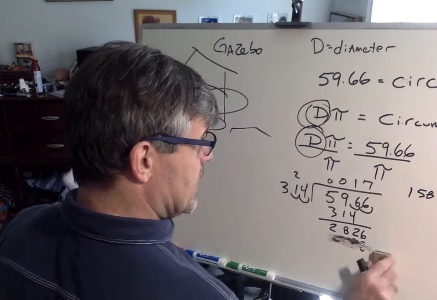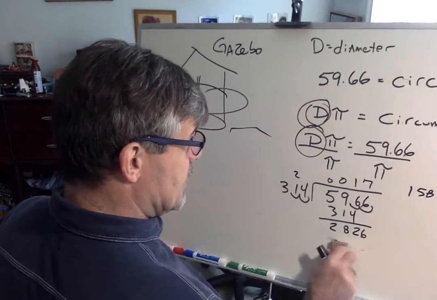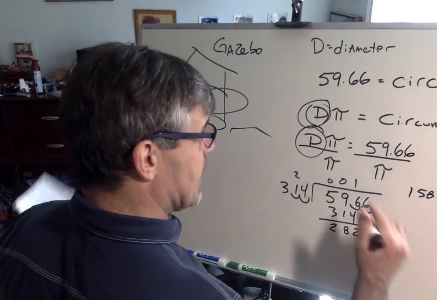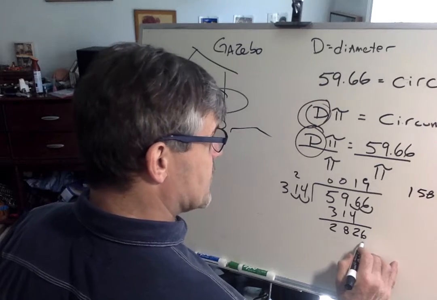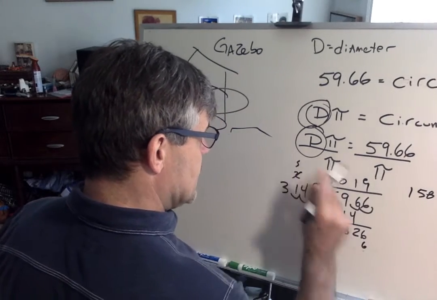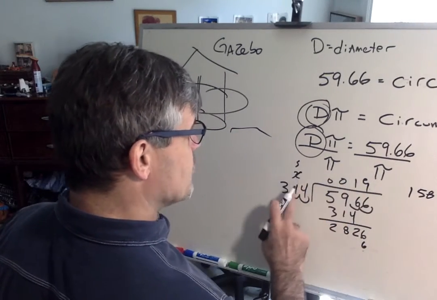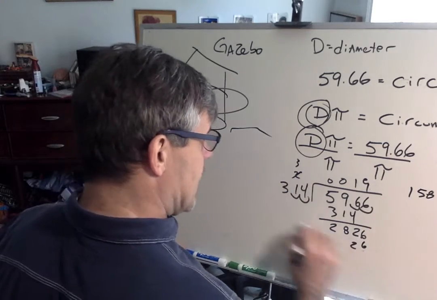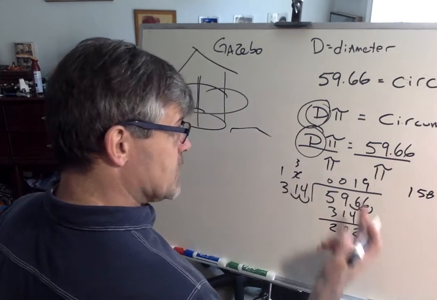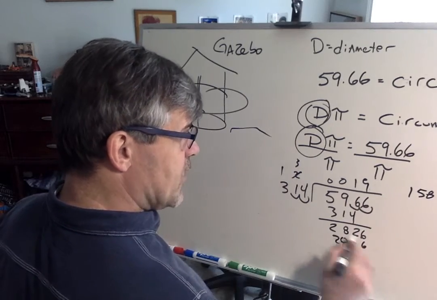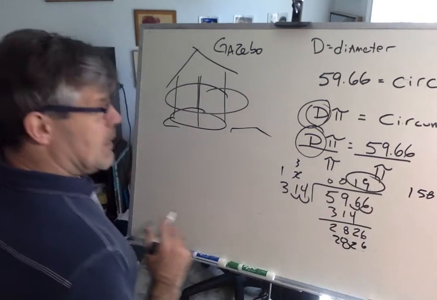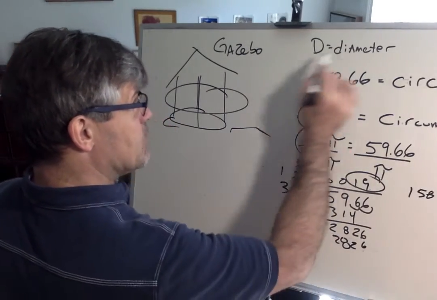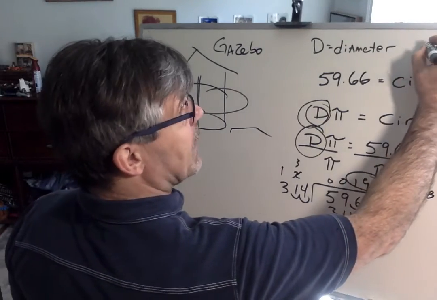So what it should be, I know that 3 goes into 28, it's a lot closer to 9. 9 times 4 is 36. Carry the 3. 9 times 1 is 9, plus 3 is 12. Carry the 1. 9 times 3 is 27, plus 1 is 28. So the true answer, we want to know the diameter. The diameter here is 9.